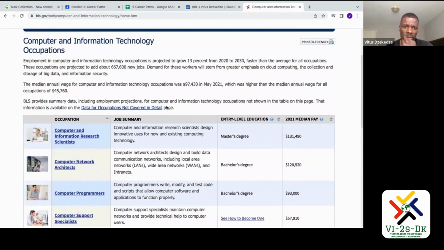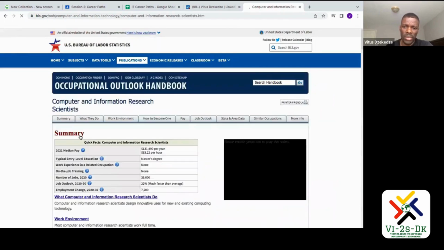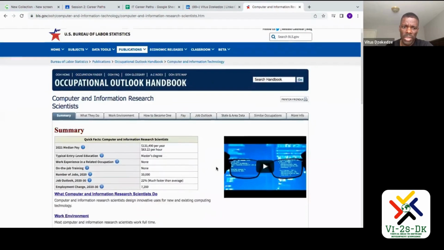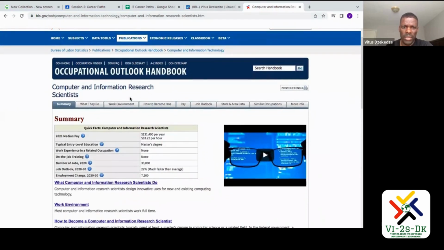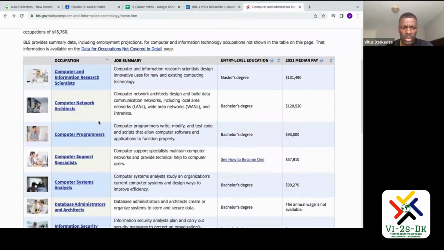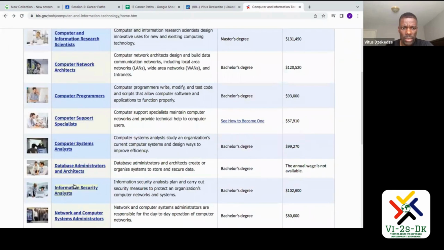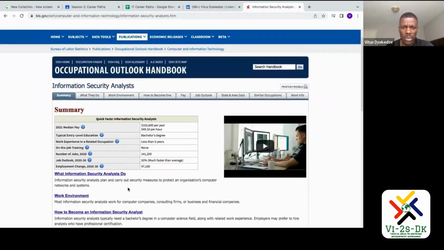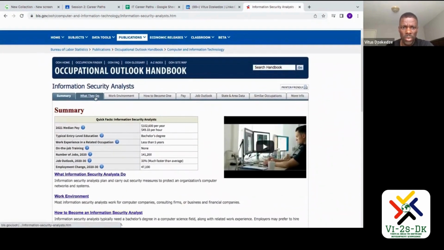If we click on any one of them, it's going to give us more details, and it also gives us a short video, okay? So for instance, the first one I clicked on was research scientist. Maybe I want to go back and click on information security analyst. Okay, so those are the guys that do cybersecurity. It gives us more in-depth information. It tells you what they do.